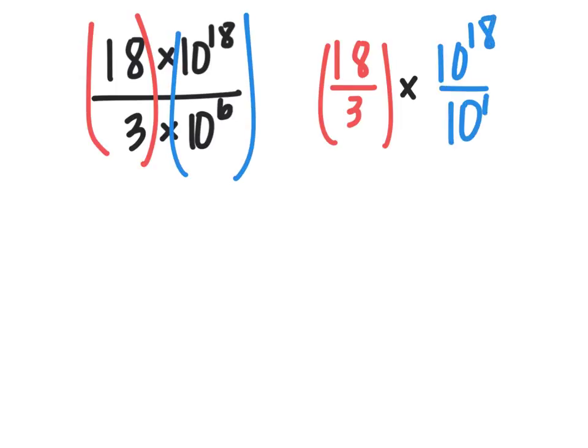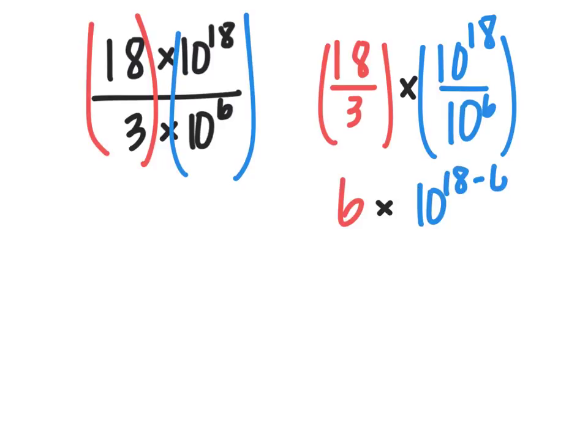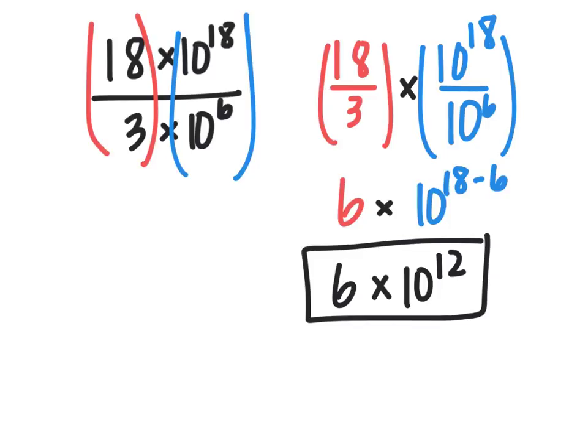And so, if we divide 18 and 3, we get 6 times. If we subtract the exponents now on the powers of 10, as we are dividing, we will get 18 minus 6 is 12. So our final number written in scientific notation, 6 times 10 to the 12th, the first number is between 1 and 10, and we are multiplying by a power of 10.